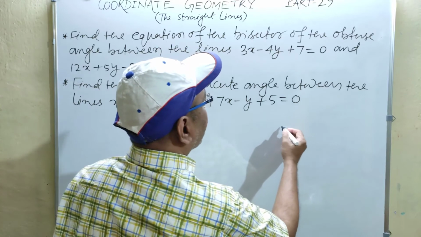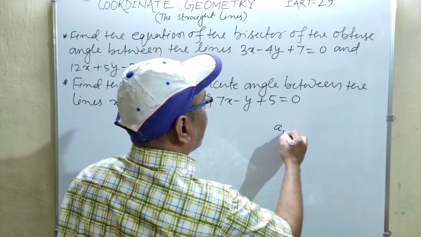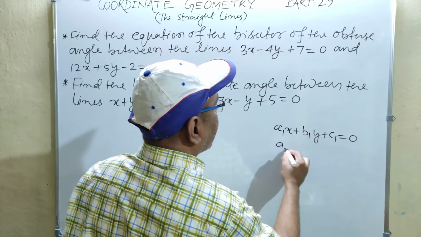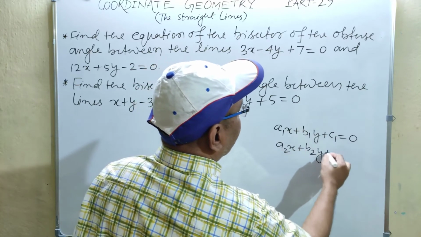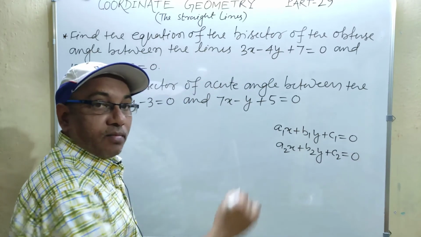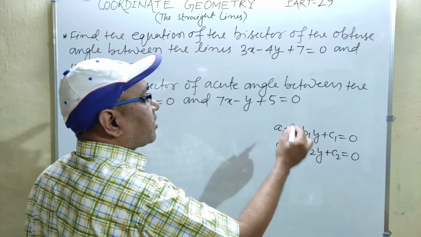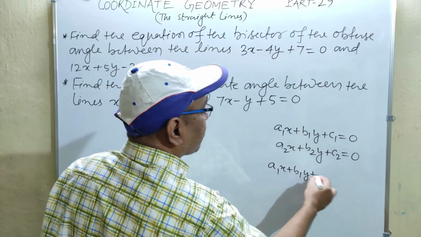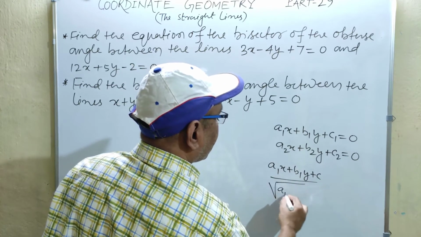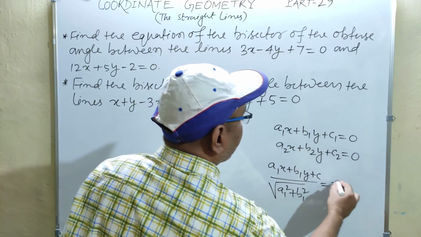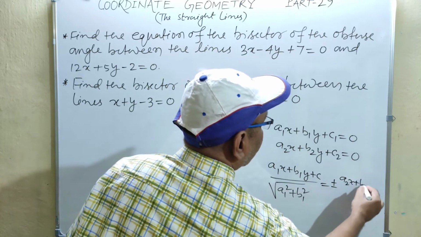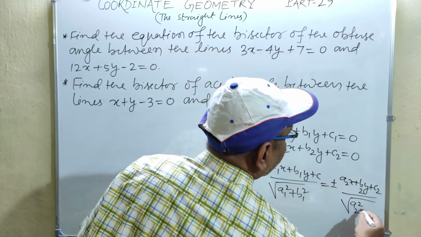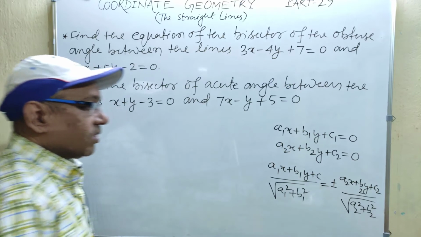If two lines are there, a1x plus b1y plus c1 equal to 0 and a2x plus b2y plus c2 equal to 0, the equations of the bisectors of the angle between these two lines are (a1x plus b1y plus c1) by root under a1 square plus b1 square, equal to plus minus (a2x plus b2y plus c2) by root under a2 square plus b2 square. These are the equations of the bisectors.